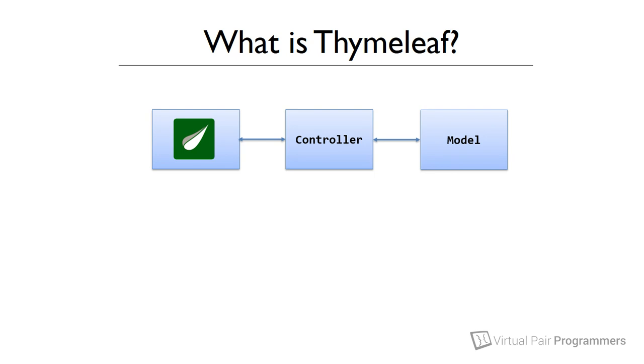Now, if you've built Spring-based MVC applications, then you'll almost certainly have worked with Java Server Pages, or JSP. That has been the default way to build views with Spring and other Java frameworks, and indeed, we've used JSP on a number of other courses here at Virtual Pair Programmers. Well, Thymeleaf is a newer alternative to JSP, and it provides a number of benefits, but there's one in particular that I think is really important.